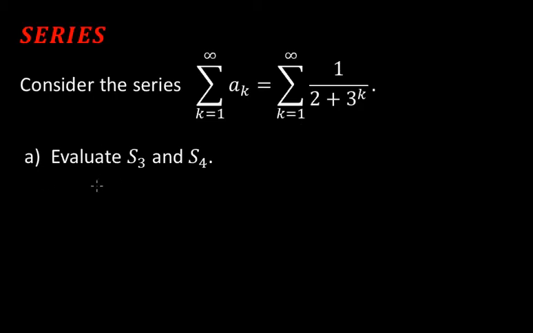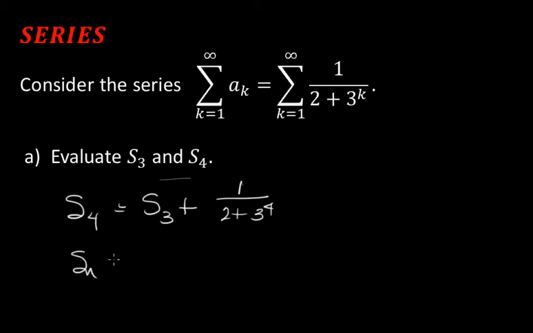I know that you know how to calculate S3 and S4. You just add up the first three terms and the first four terms. But what I wanted you to notice here is that S4 is equal to S3 plus the fourth term, which would be 1 over 2 plus 3 to the fourth. And in general, Sn is equal to the partial sum right before it plus the nth term of sigma an.